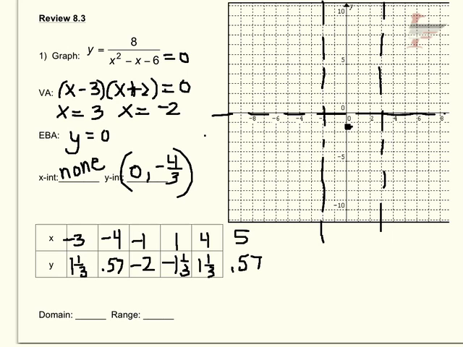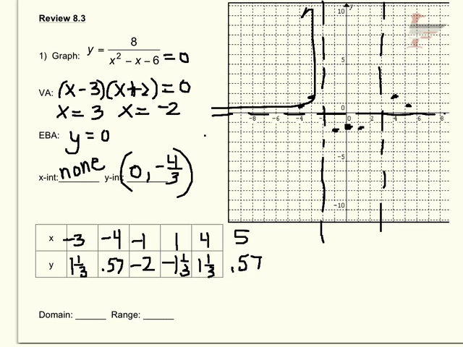So if I just plot these, I kind of get a feel for where I'm at. Negative 3 and then 1 1/3. Negative 4 and roughly 0.5. Negative 1, negative 2. Positive 1 and negative 1 1/3. 4 and 1 1/3. And then 5 and about a half. So I can really see that I'm going to have the hyperbola branches here, and then I'm going to have kind of a parabolic piece here because it's rising up and going down.